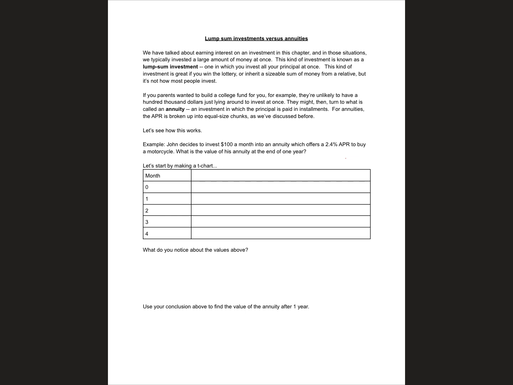So you can tell from reading this paragraph, we have two types of investments. The first is a lump sum investment, which we've talked about before, which had this formula, where V is the value of the investment at the end, P is the principal, the initial investment, R is the annual percentage rate, written as a decimal, N is the number of times it's compounded per year, and T is the number of years.